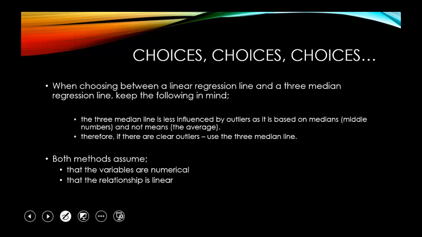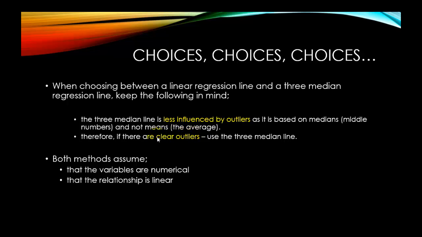When we're choosing between linear regression models or methods, we've learnt 2 so far. We've learnt the linear regression method and the 3 median regression line. You need to keep these in mind because there's a better one to pick for different situations. When choosing between a linear regression line and a 3 median regression line, keep the following in mind. The 3 median line is less influenced by outliers, as it's based on the medians, the middle numbers, and not on the means, which is the average. So if there are clear outliers, you're probably best to use the 3 median line.